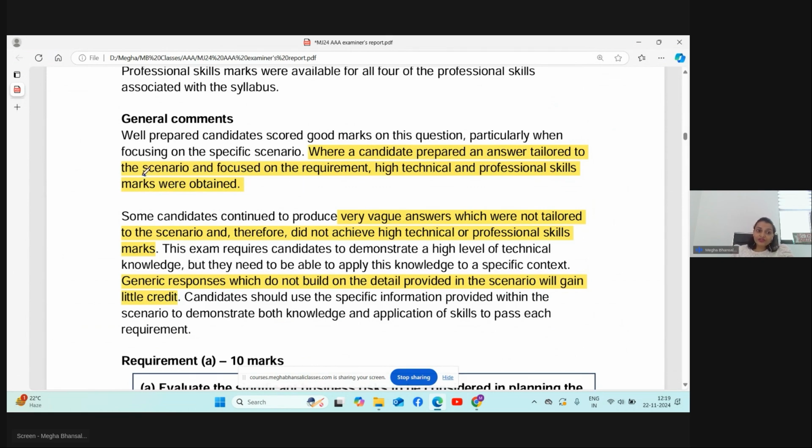Wherever you have given the scenario-based answer... Very vague answers which were not tailored to the scenario and therefore did not achieve high technical and professional marks. You write a generic answer, you will get generic marks. Okay. Generic responses which do not build on the detailed scenario provided will gain little credit.